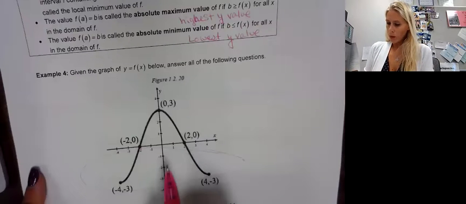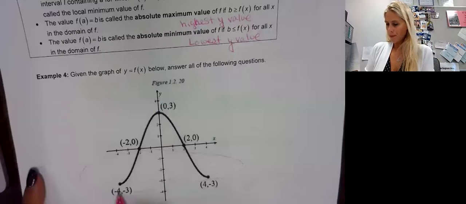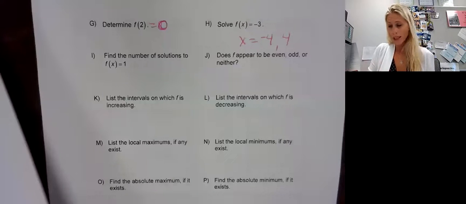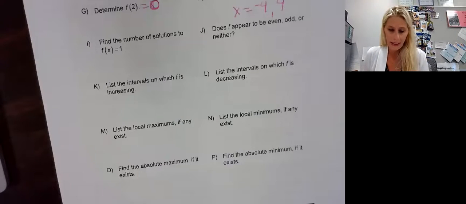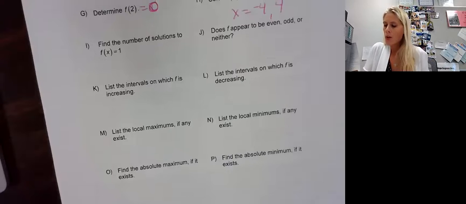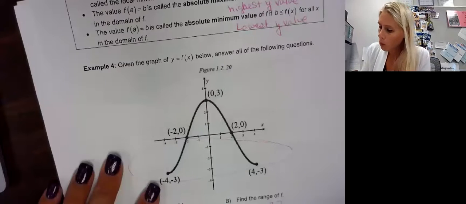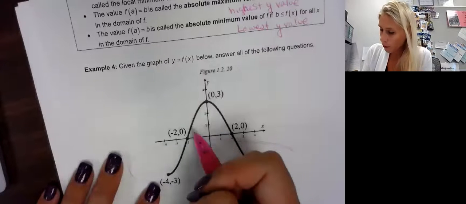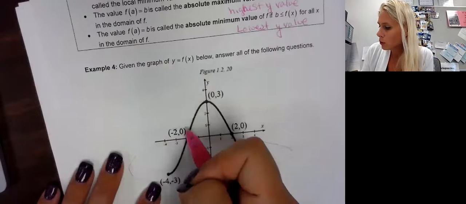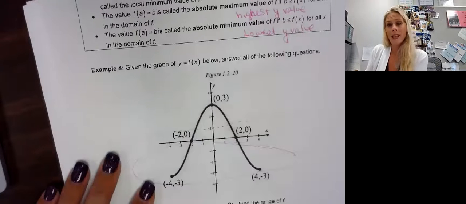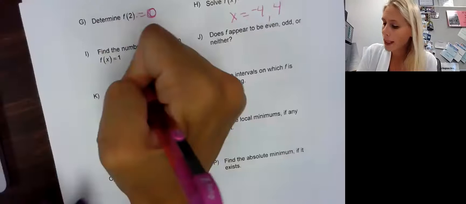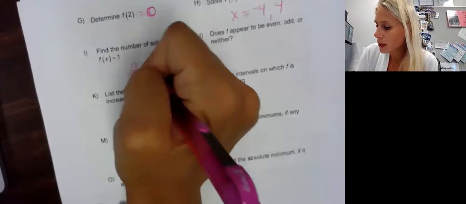Remember, where is y negative 3? Here and here. So remember, I'm using that graph. All right, find the number of solutions. It doesn't say what, it says how many. So if we look at f of x equals 1. So 1 is right here because it's the y value, remember? So if I were to draw a line across 1 here, how many times does it hit the graph? It hits it twice. So there are 2 solutions.